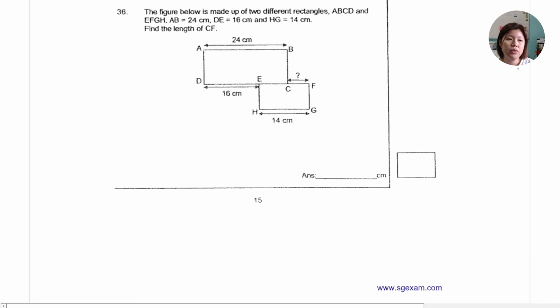rectangles and squares. So in the diagram here, you can see there are 2 different rectangles, A, B, C, D, E, F, G, H. They gave you the measurement for AB, DE, and HG. So they put a question mark at CF. So we can see that AB is 24, DE is 16. So we can find this part easy. So we can take 20, sorry.